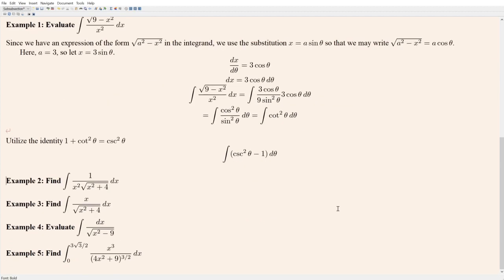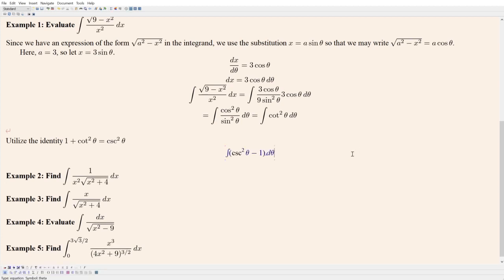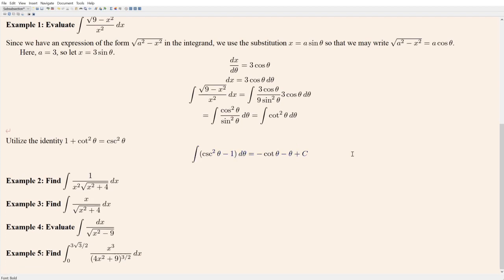Right? Now this is good, because the antiderivative of 1 is just theta. The antiderivative of cosecant squared is minus cotangent theta. That was one of our formulas. That's one of those things where it's literally just a derivative in reverse. So we get minus cotangent theta minus theta plus c. And now the anti-differentiation has been accomplished.